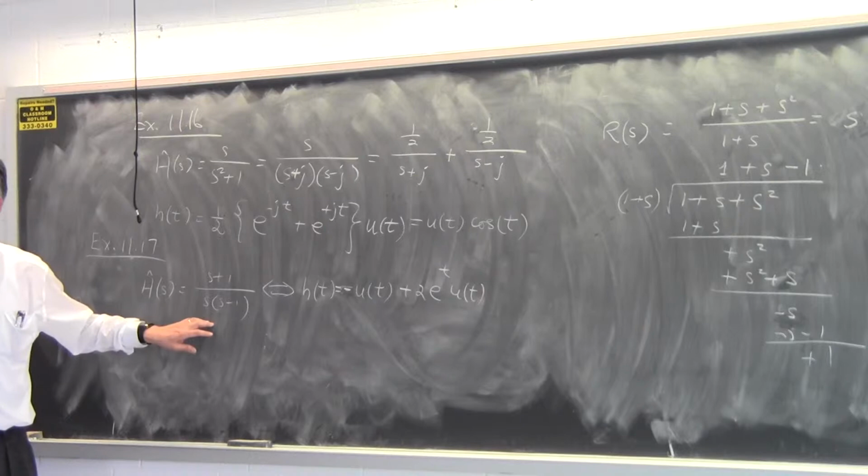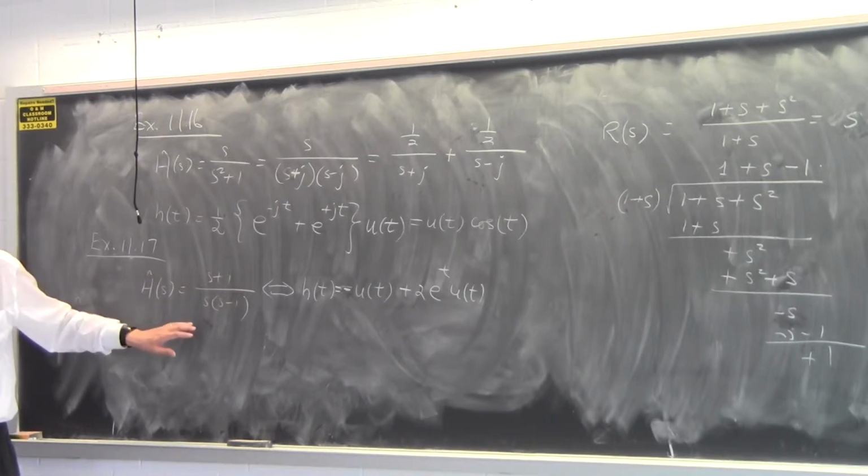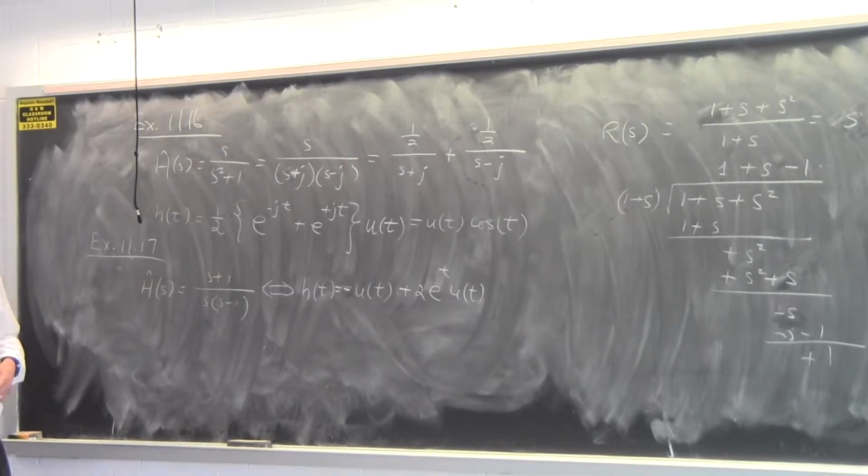Okay, I think most of you know how to do that, right? Partial fraction, then table lookup, partial fraction, and table lookup. Okay, very simple.